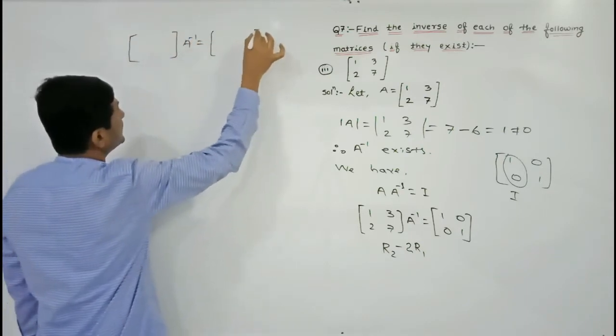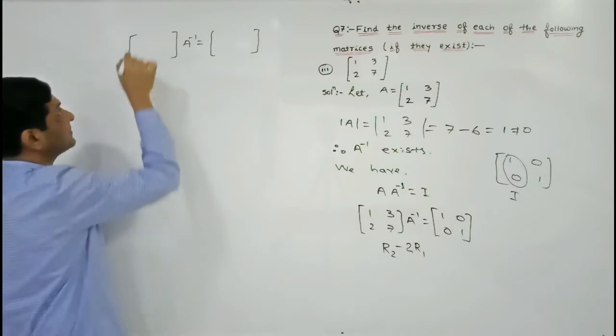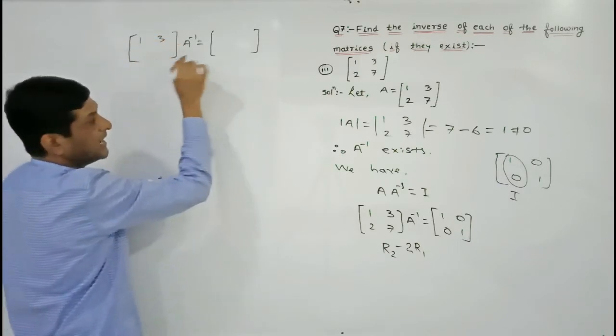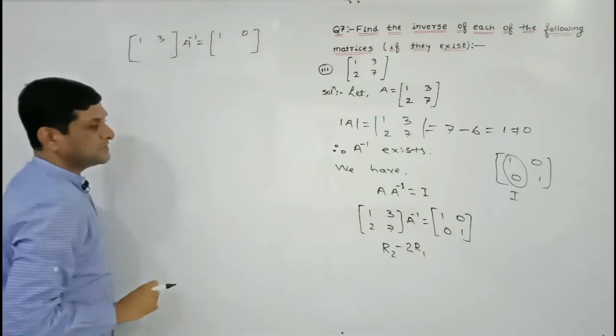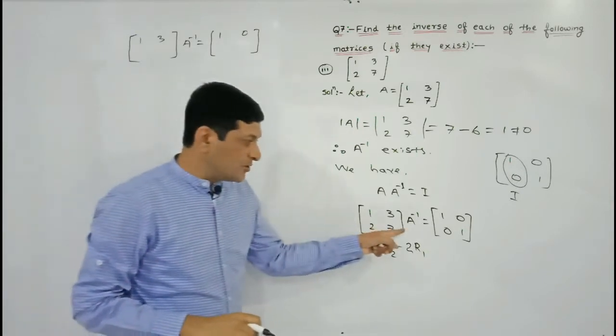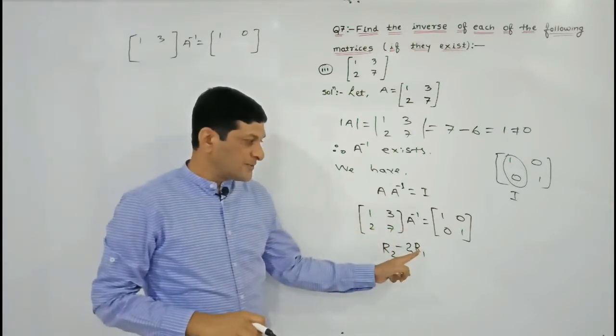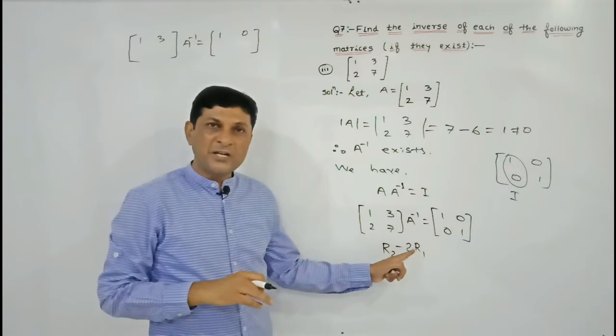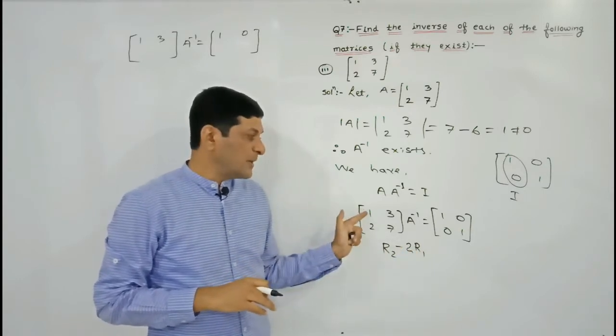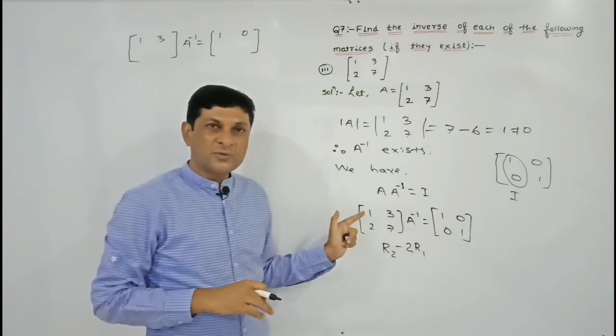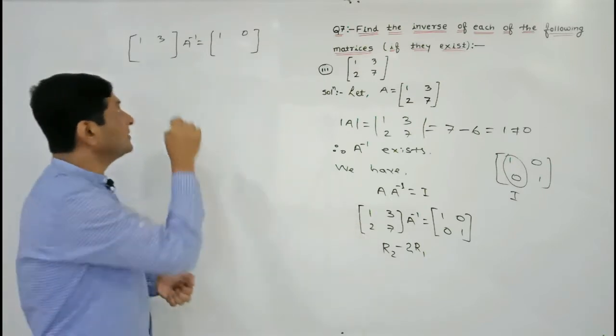Since our operation is on R2, keep the elements of R1 as they are: 1, 3, and here 1, 0. Observe the elements of R2 very carefully. We are using the corresponding element of R1 and multiplying R1 by minus 2. 1 into minus 2 is minus 2. Minus 2 plus 2 will become 0.